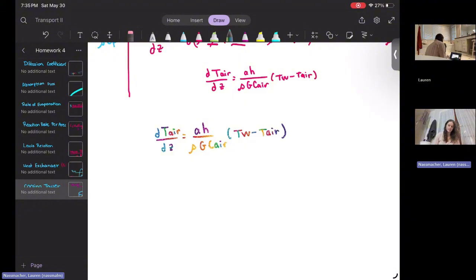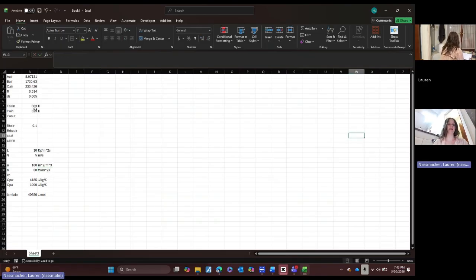Okay, so for this example, we're going to say, what if the temperature of our air going in was 303 Kelvin, 323 for the water. Our flow rate was 10 kilograms per meter squared seconds. Our packing velocity was 5 meters per second. Our area of our packing is 100 meters squared per meters cubed. And then our heat transfer coefficient is 50 watts per meter squared Kelvin. And here's our heat capacities and our lambda.